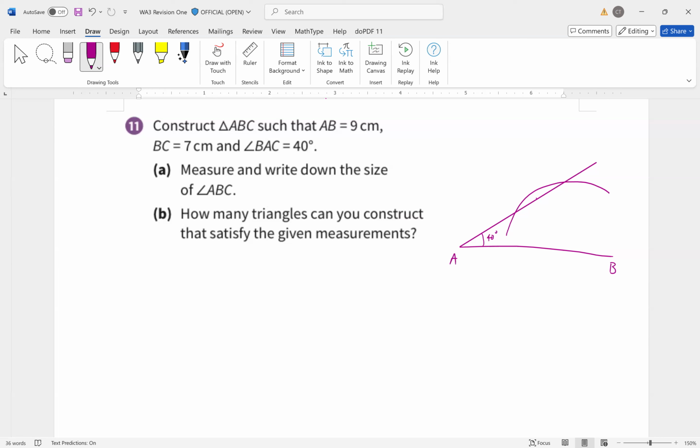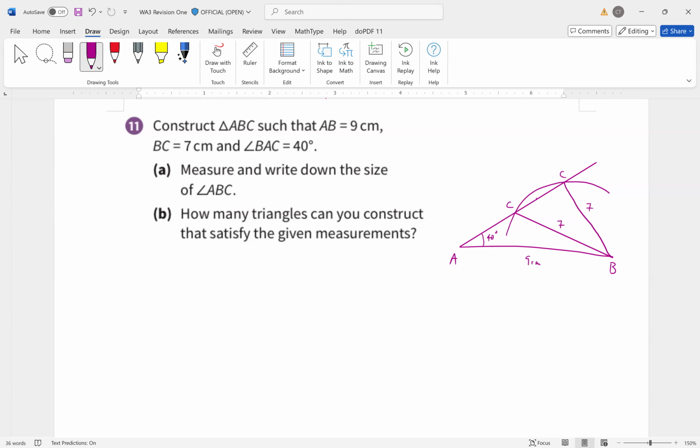In this particular question, later on when we do the accurate drawing, you will see that you can have two possible triangles. One is from here all the way to here, one possible triangle, so C can be like that. Another one will be like this, another possible triangle. So there are two possibilities that fulfill this condition: AB equals 9, BAC is 40, and BC is 7. So the answer for part B later will be 2. You can construct two triangles.